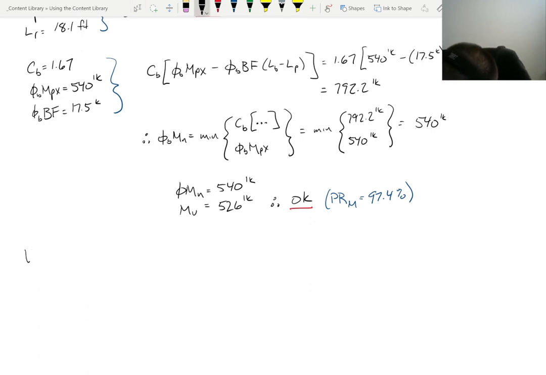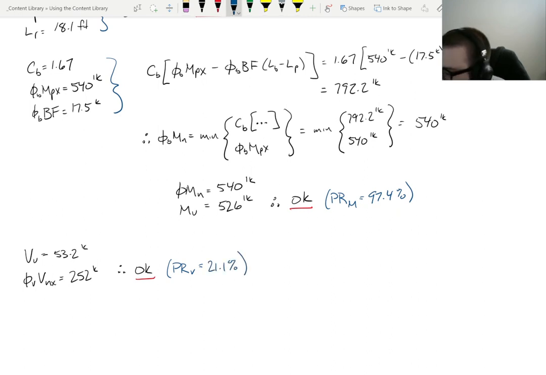Now, our applied shear, we computed that as 53.2 kips. If you look up the φVn for this beam in table 3.2, you get 252 kips. And again, that's okay. We've been saying for a while that shear wasn't really going to be an issue with most routine design. We are still going to discuss how to compute it, but we'll do that later. Let me write that as a percent.